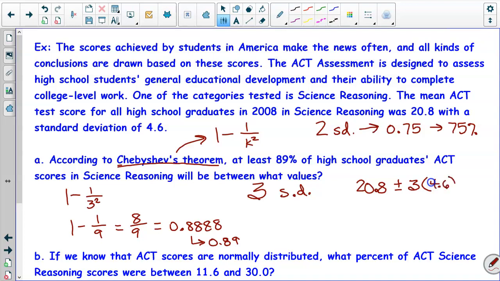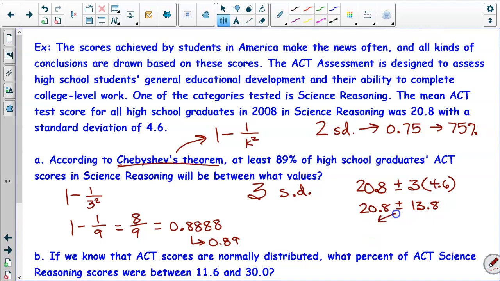4.6. Now, you can do what you were saying, which was subtract. You can do 20.8 minus 4.6 minus 4.6 minus 4.6, 3 times. Or you can just do this, which may be easier. You know what I mean? So what is 3 times 4.6? 13.8. Do y'all agree with him?